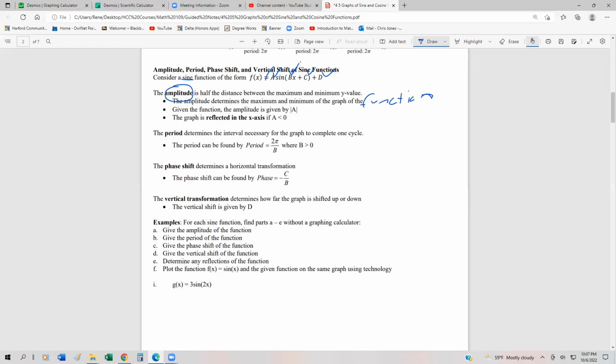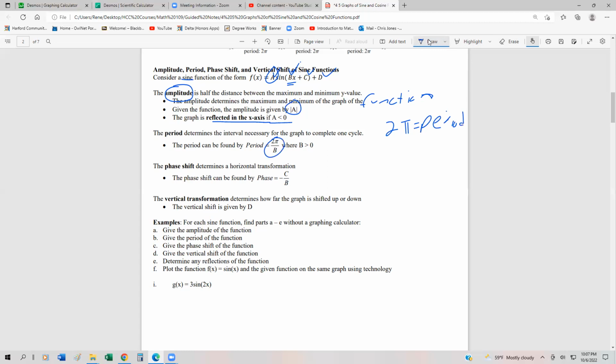All we have to do is just look at A, and the amplitude is the absolute value of A. If A is less than 0, then the graph gets reflected in the x-axis. Remember that a general sine function has a period of 2 pi, the regular period. But this coefficient B in front of the x is going to affect the period. It's basically either going to shrink or expand the sine function, the wavelength, or the period of it, excuse me. And to be able to find the period, we just take 2 pi divided by B.